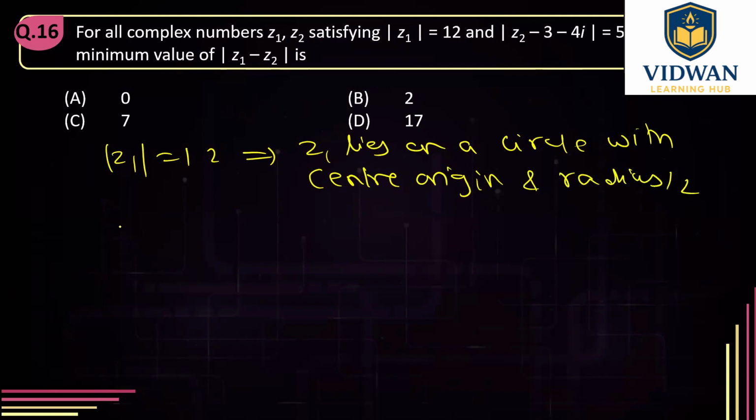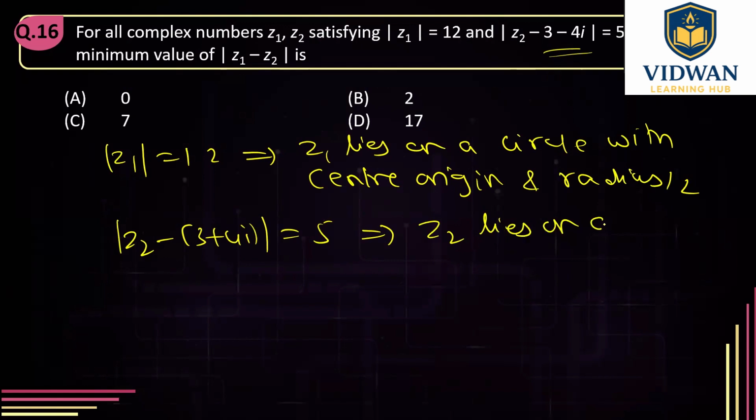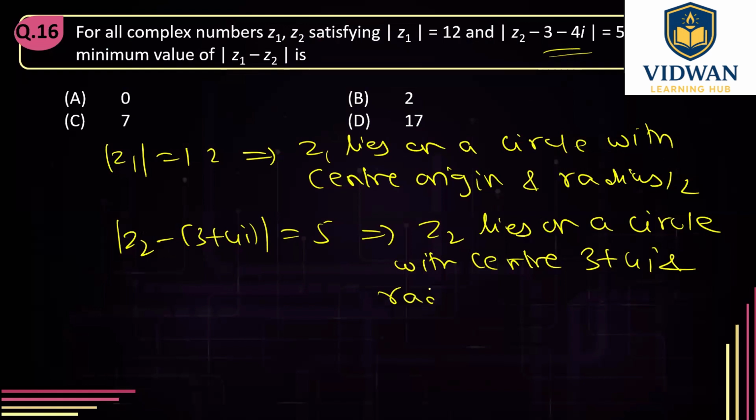And what does the second equation mean? Mod of Z2 minus (3 plus 4i) equals 5. Taking minus common in these two, this implies Z2 lies on a circle with center 3 plus 4i and radius equal to 5. Clearly you can see even (3, 4) is at a distance of 5 from the origin. So while drawing the diagram, let us use that.